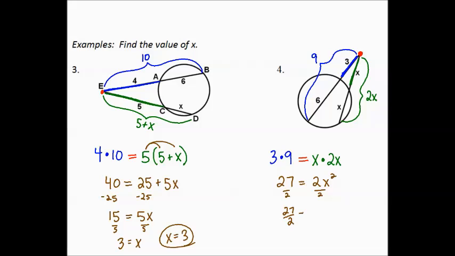If I could do that evenly, I would, but it doesn't work out evenly here. Then I need to take the square root. So x will be whatever the square root of 27 over 2 makes. We could practice simplifying that, or we could practice rounding that. Using our calculator, we get about 3.7.